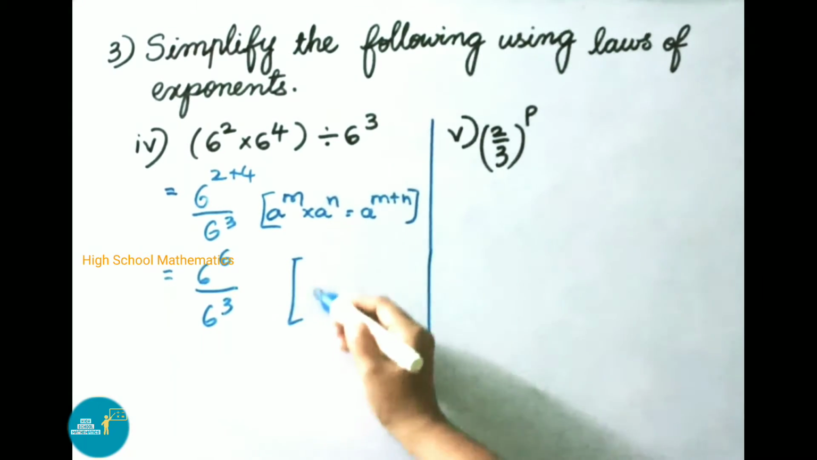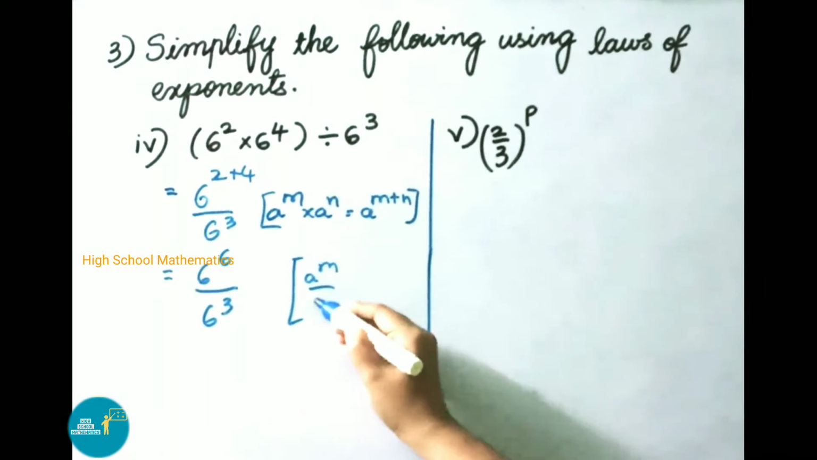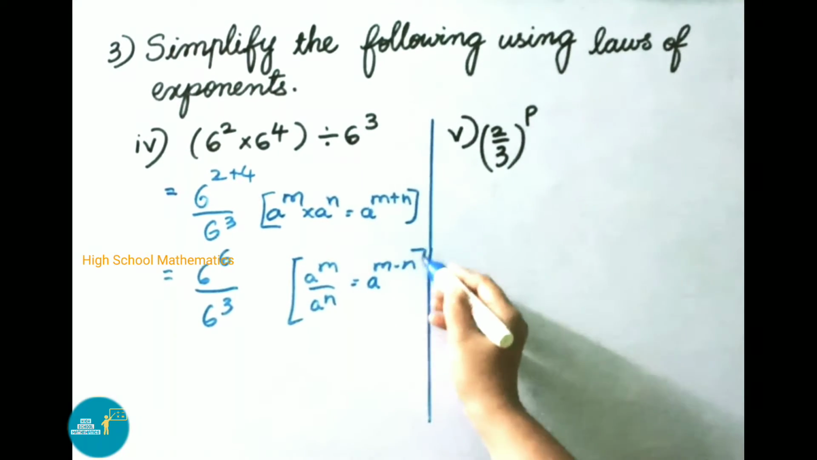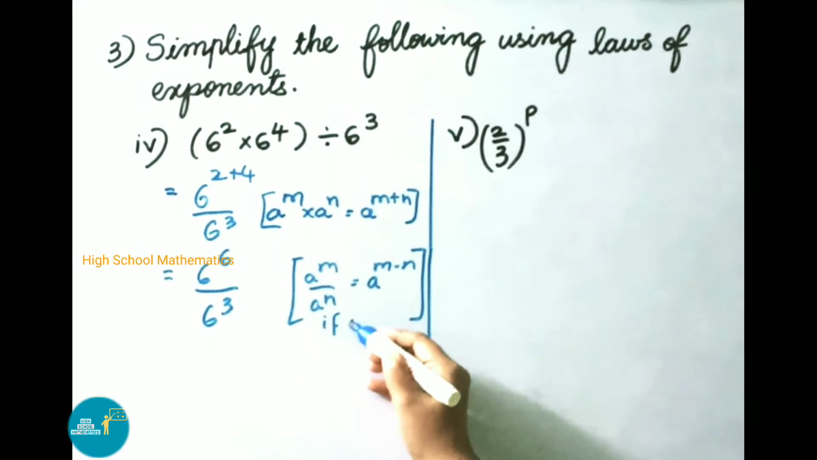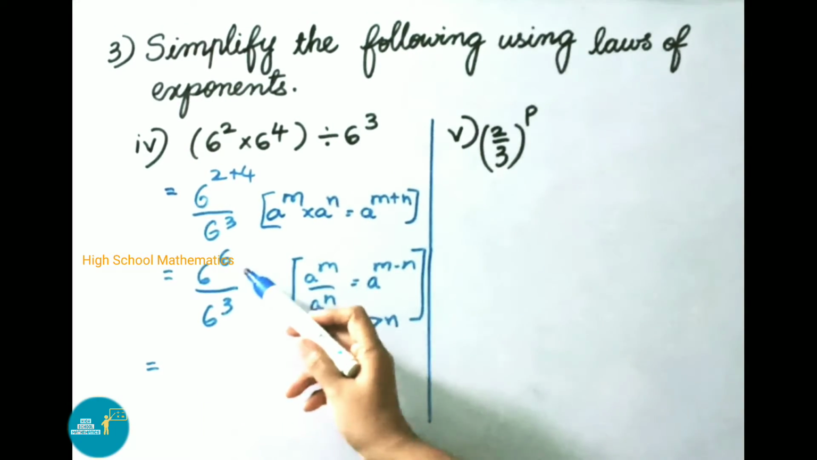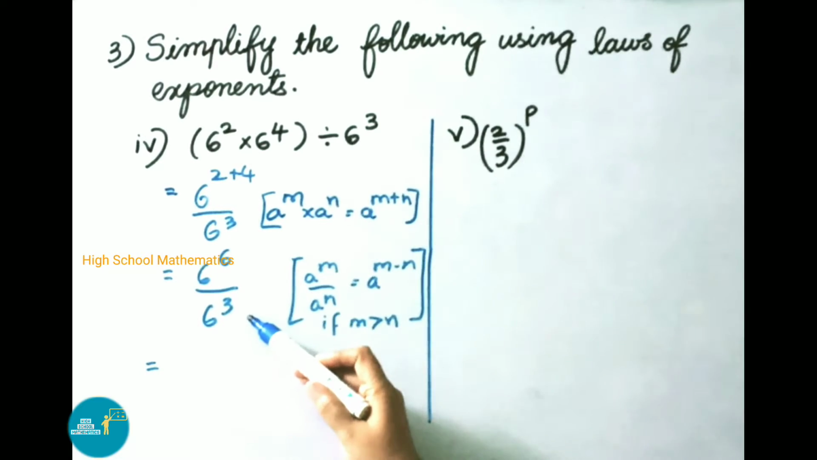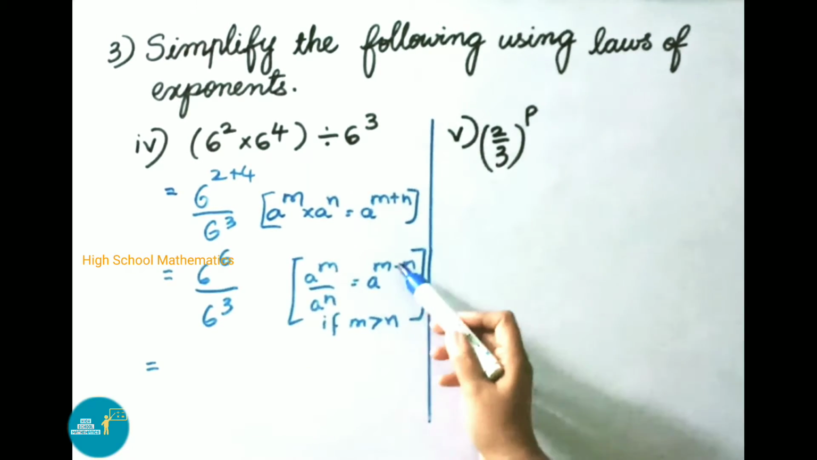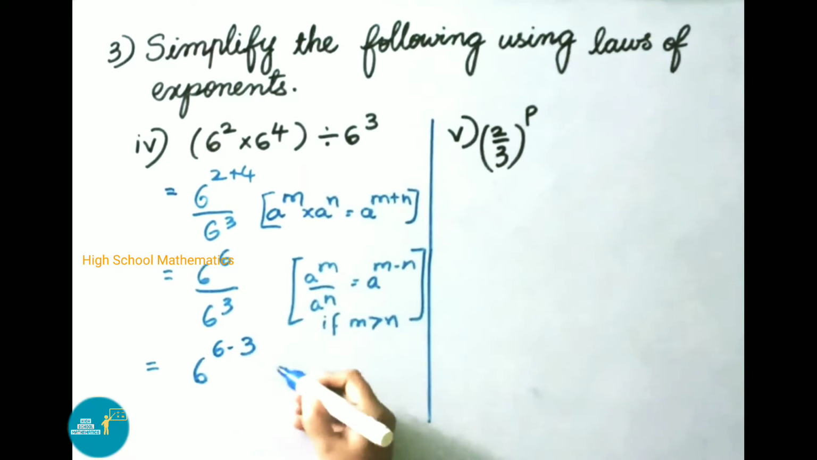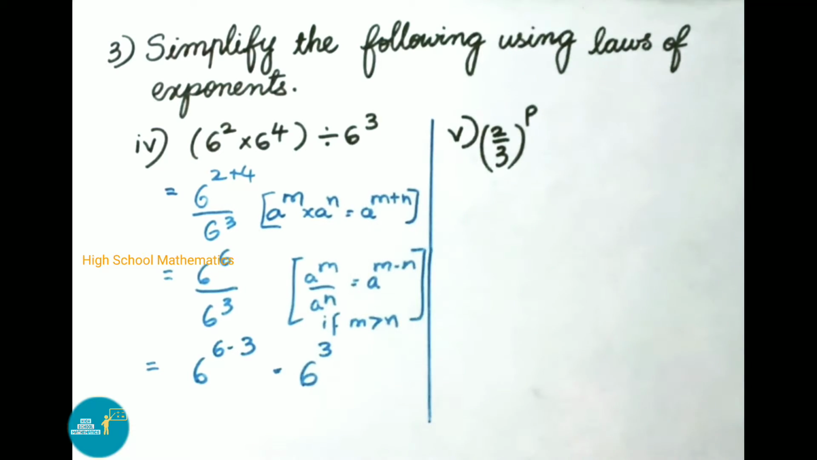Now this is looking like the formula a power m by a power n, that equals a power m minus n if the m value is greater than n. Here the m value is 6, which is greater than the n value 3. So we can apply this formula a power m minus n. That is 6 power 6 minus 3, that equals 6 power 3. So the answer is 6 power 3.